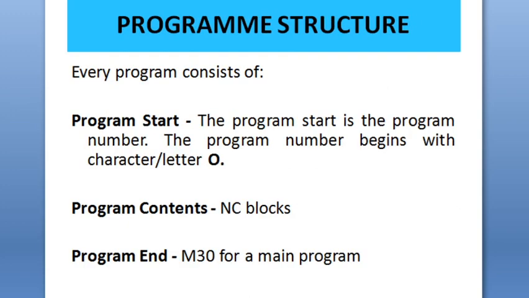It is a program structure used in the part program. Every program starts with the alphabet O. Program contents are called NC blocks. Each block carries individual words. Each word carries an alphabet code: G, X, M, Y, S, or F. It is addressed with alphabets. The end of the program is indicated by M30.